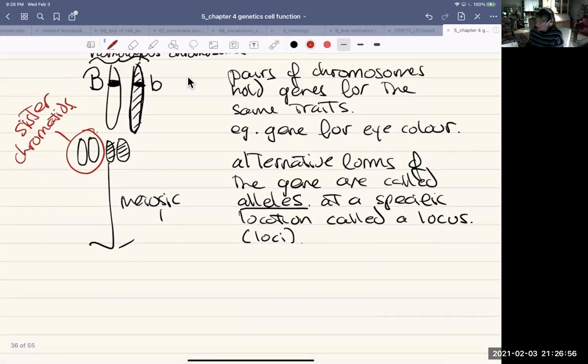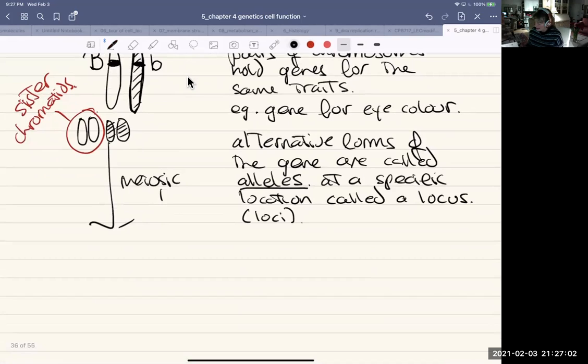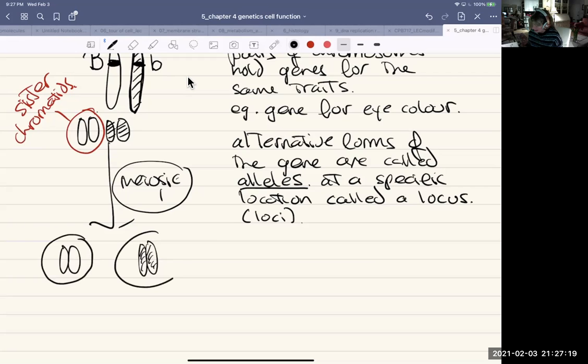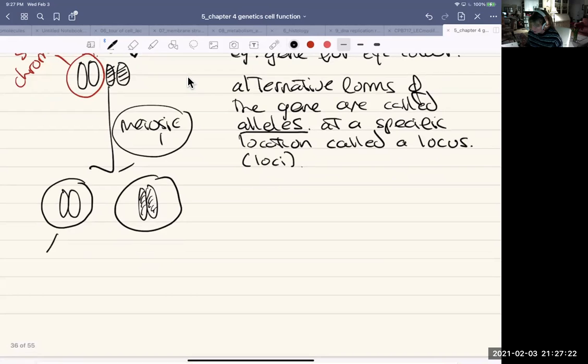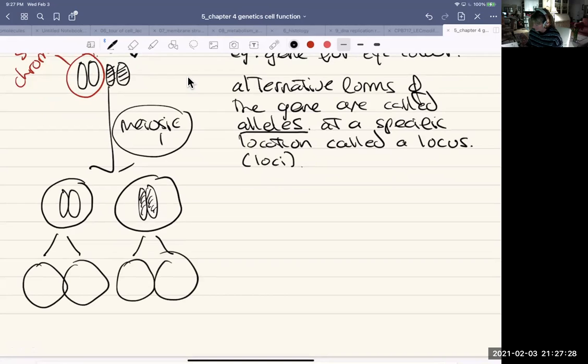But what I wanted to show you was in meiosis, the first division is the division of homologous chromosomes. So in the first division, you'll get 2 cells like that. And in the second division, the sister chromatids divide. Like so.